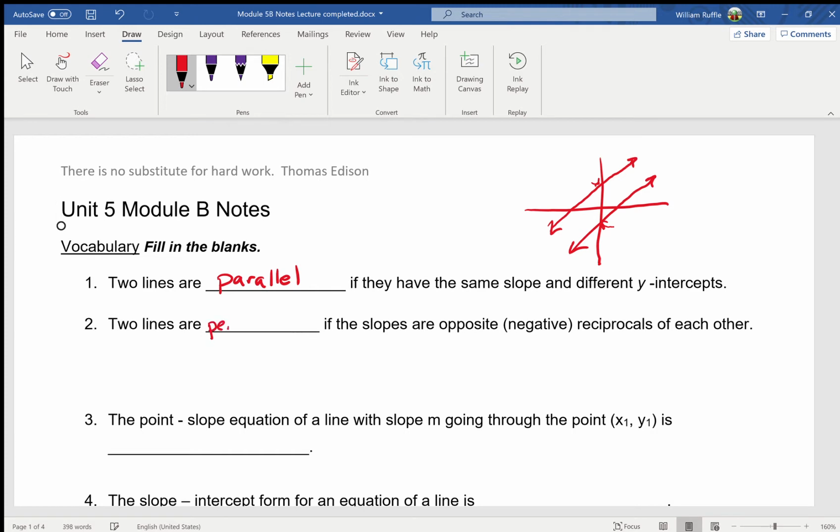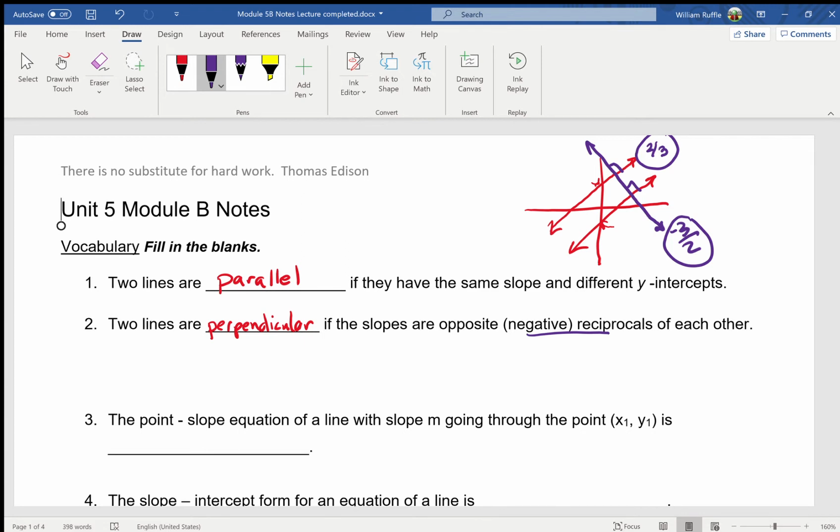Now, two lines are considered perpendicular if the slopes are opposite or negative reciprocals of each other. If I draw a perpendicular line, it's going to look something like this. It's going to make right angles. Like that's a right angle and that's a right angle. So if this slope right here is 2/3, the negative reciprocal would be negative 3/2. So what I do is I flip the fraction and change the sign.